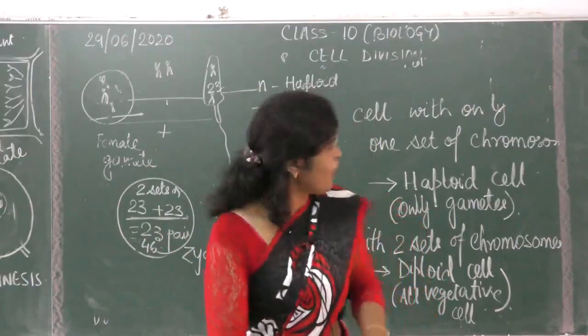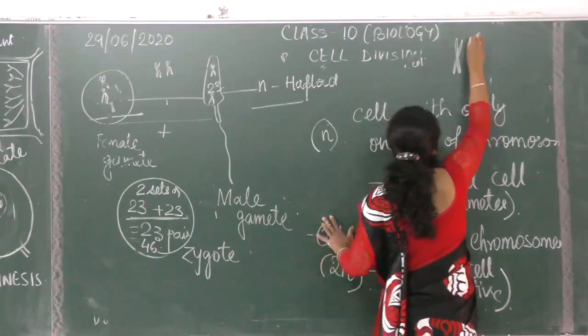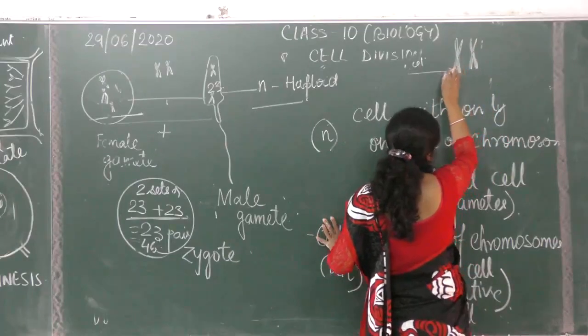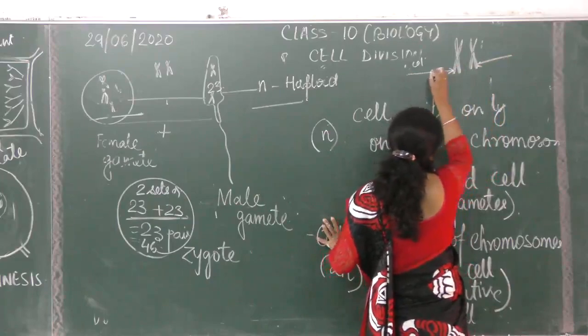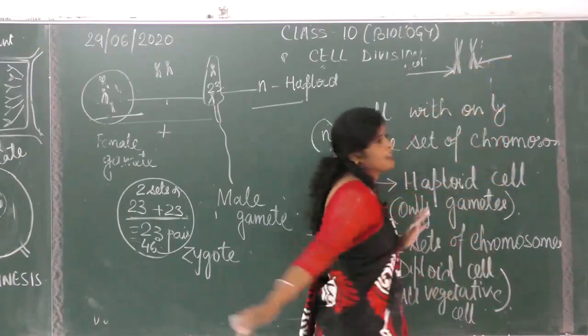Is it all right? So when we are talking about a homologous pair of chromosomes, always remember one has come from the mother side and the other has come from the father side. One is carrying the maternal genes, the other is carrying the paternal genes.